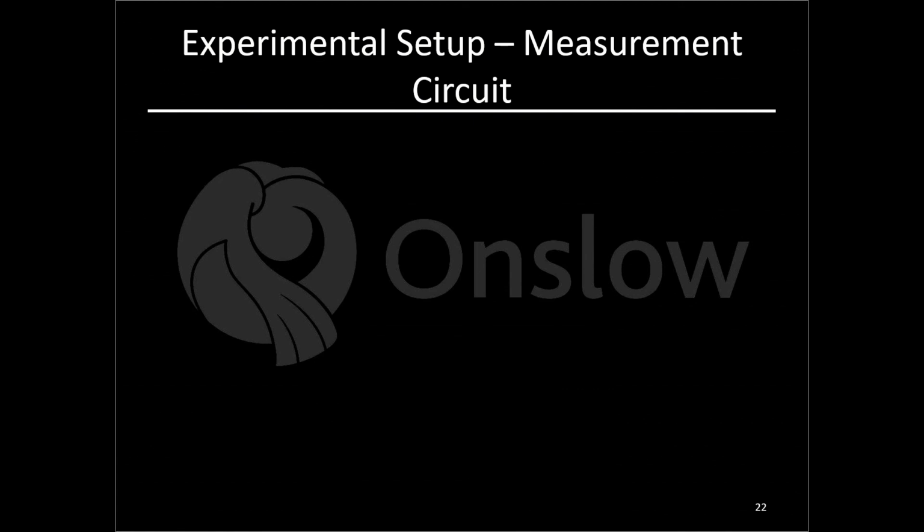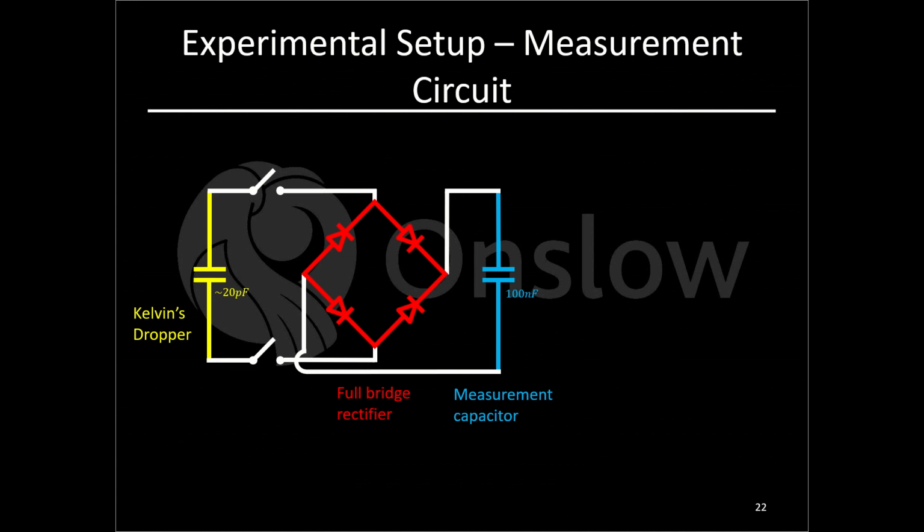I used a custom circuit to measure the voltage of the Kelvin's dropper. There's the effective capacitor of the Kelvin's dropper between the two parts, and because we don't know which way around the voltage is on this capacitor, we needed to use a full bridge rectifier in order to make it positive. When the switch is closed, some of the charge in the Kelvin's dropper capacitor goes into the measurement capacitor, and because the measurement capacitor is much larger than the Kelvin's dropper capacitor, it lowers the voltage to a measurable level, which was about 10 volts.